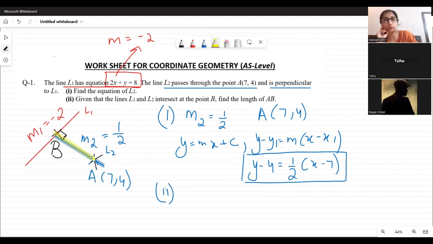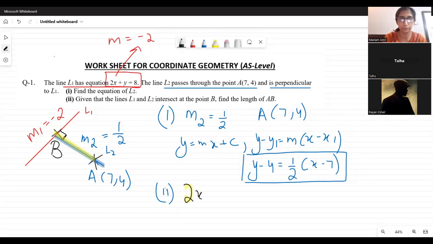B is where the two lines are meeting. So how do we find it? Point of intersection. Yes, the point of intersection of both lines, which we find by using simultaneous equations. We have the equation for line L1 and the equation of line L2. Solve the two equations simultaneously to get point B. The equation of line L1 is already pretty straightforward.